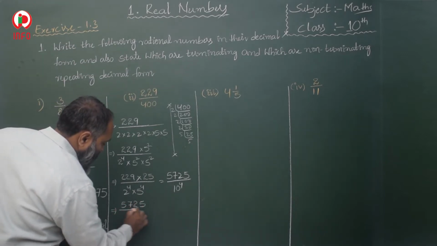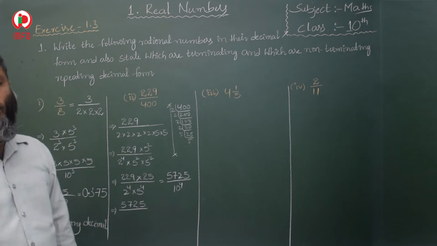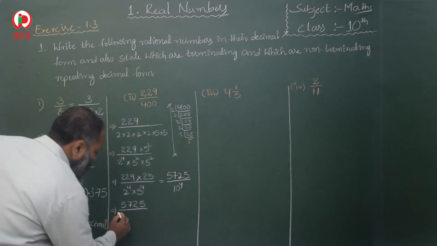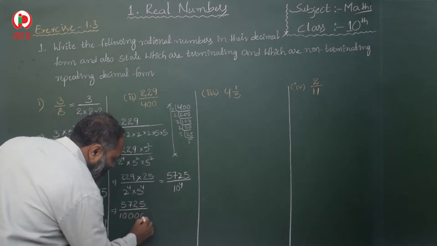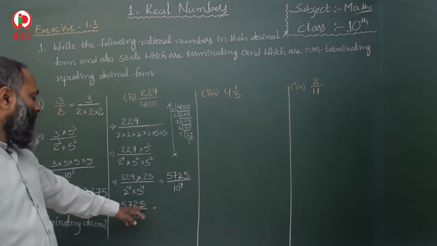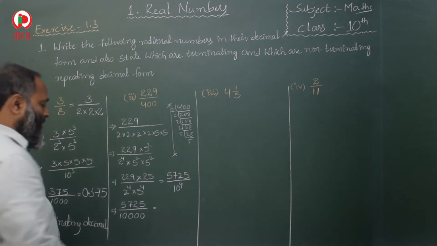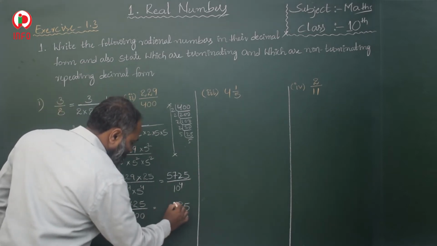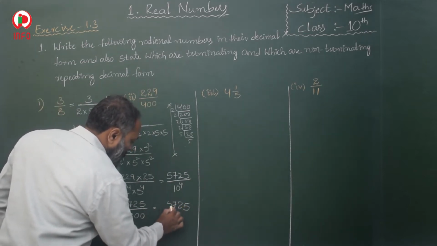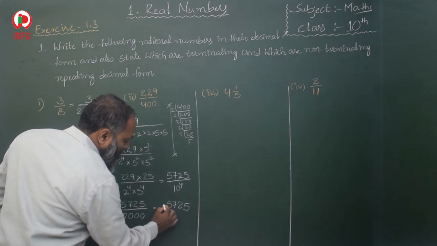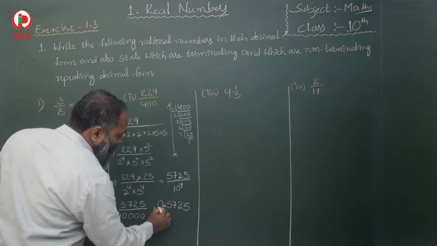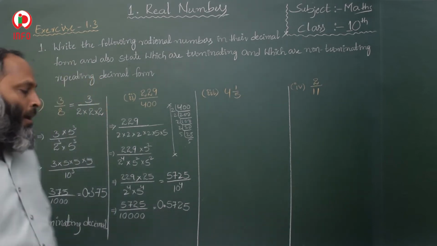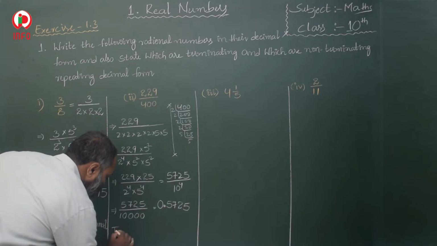5725 divided by 10 power 4 means 10 tens are 100, 100 tens are 1000, 1000 tens are 10,000. So here you will get 10,000. In the denominator we have 10,000, which means after 4 digits we have a decimal, that is, after 4 places. So 5 7 2 5, after 4 places decimal. Then after the decimal nothing is there, so we should take 0. 0.5725. So this is a terminating decimal.